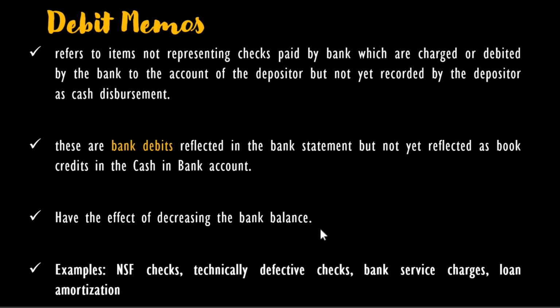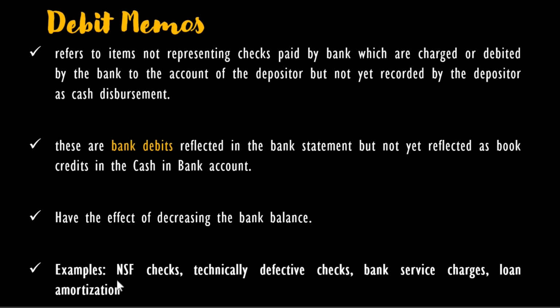So therefore, when we have a debit memo, since this is a book reconciling item, in our bank reconciliation we should deduct the debit memo. Because you have to reconcile, right? If this amount has already been deducted from the bank statement, then in the company's records we should also report it as a disbursement. So what are examples of debit memo?